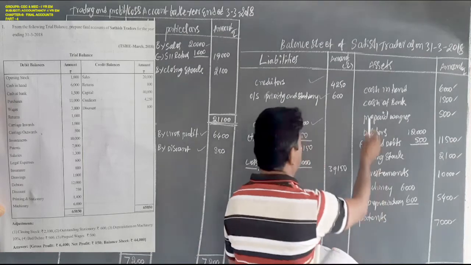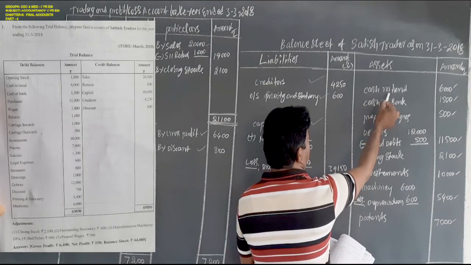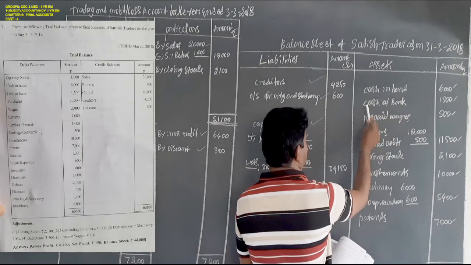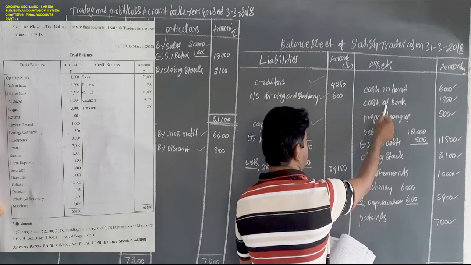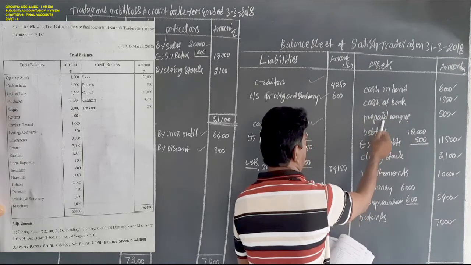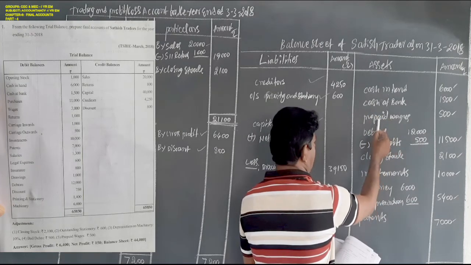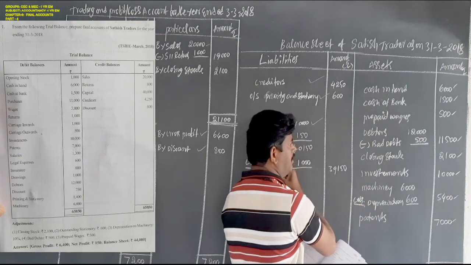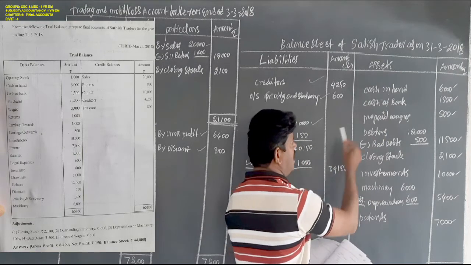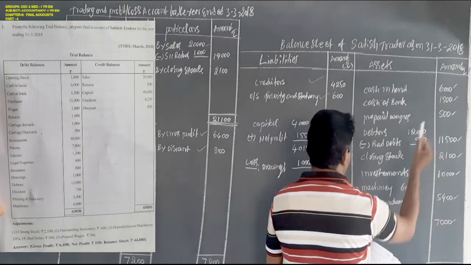Asset side. Cash in hand is given on the debit side, so it must be recorded there. Cash at bank is given on the debit side, it must be taken. Prepaid wages must be given in the adjustment. It is added to the trading account debit side as well as recorded on the asset side.